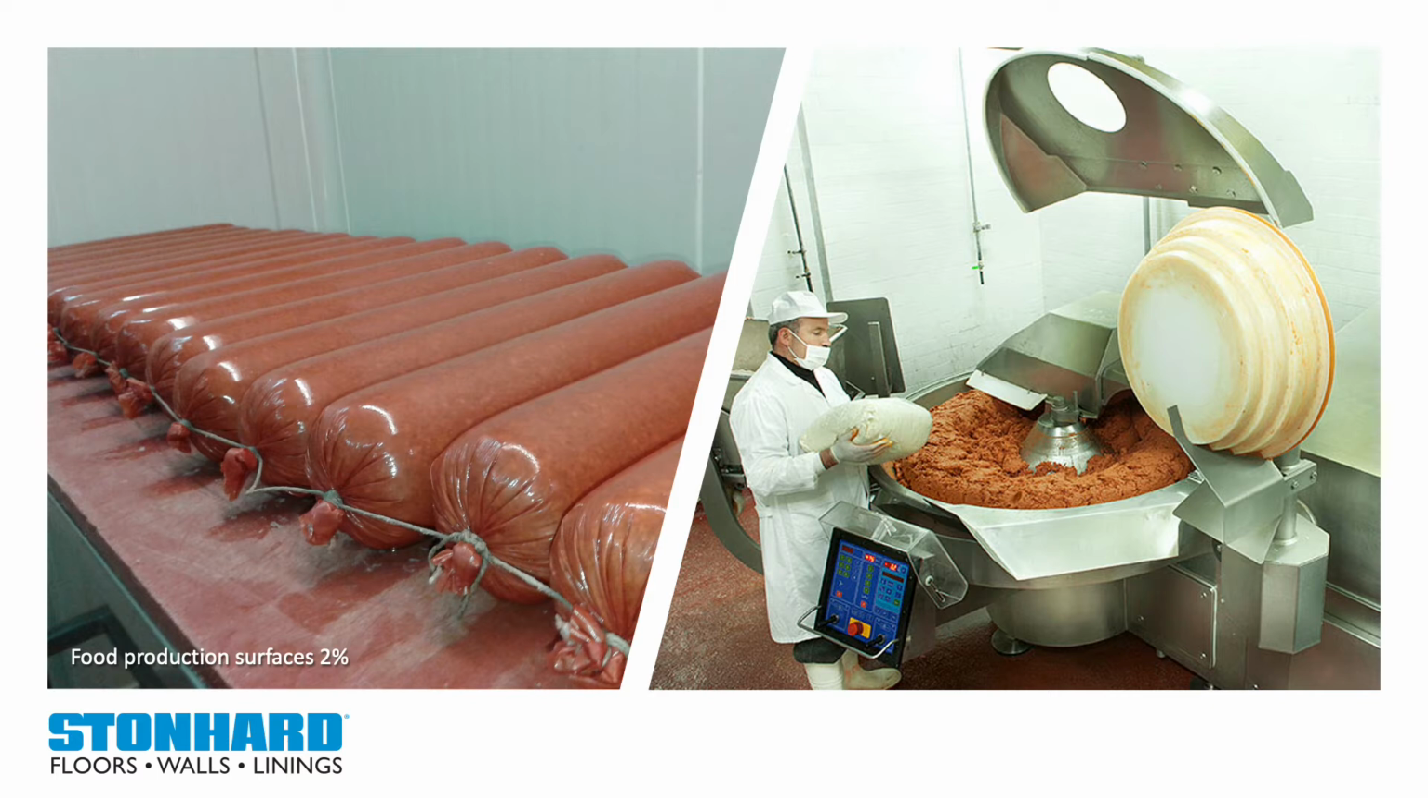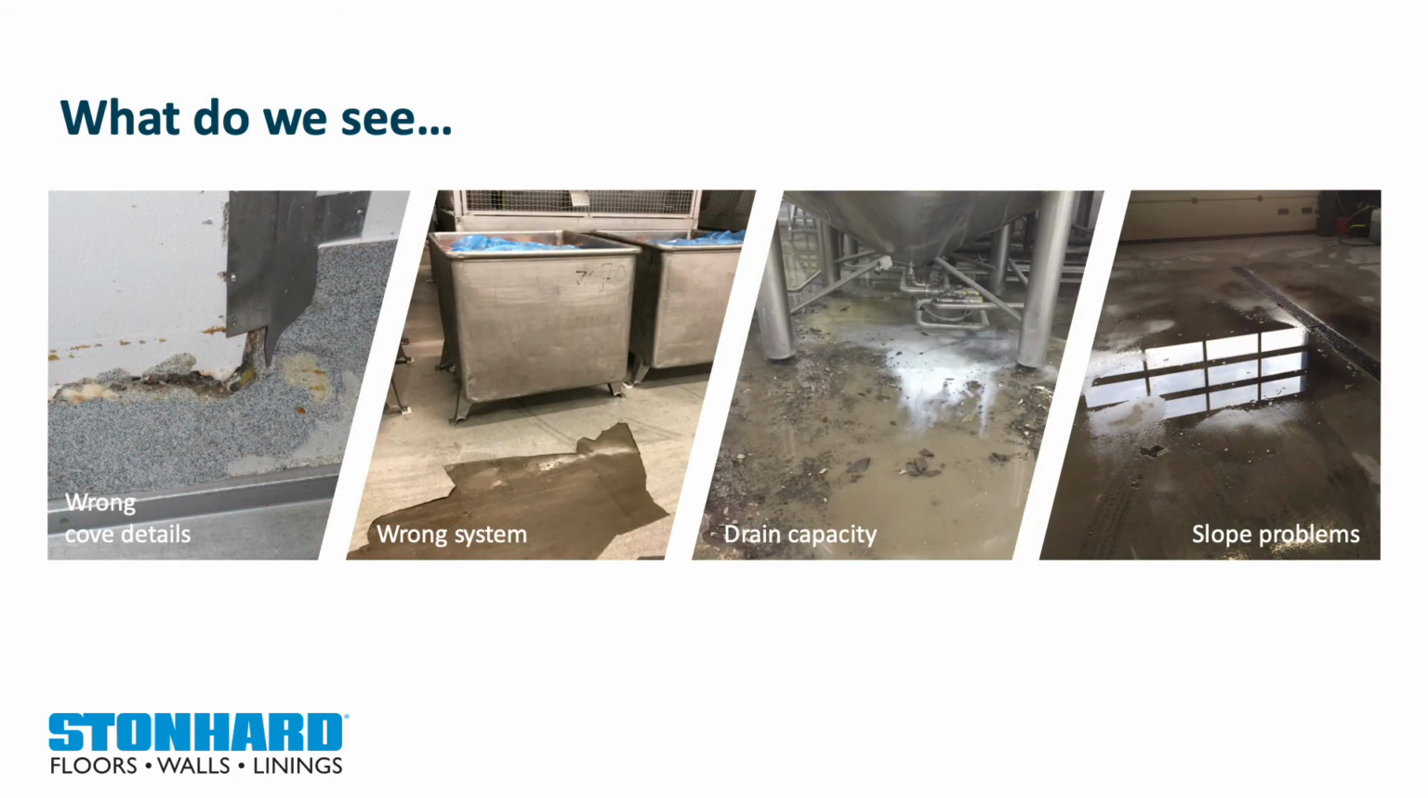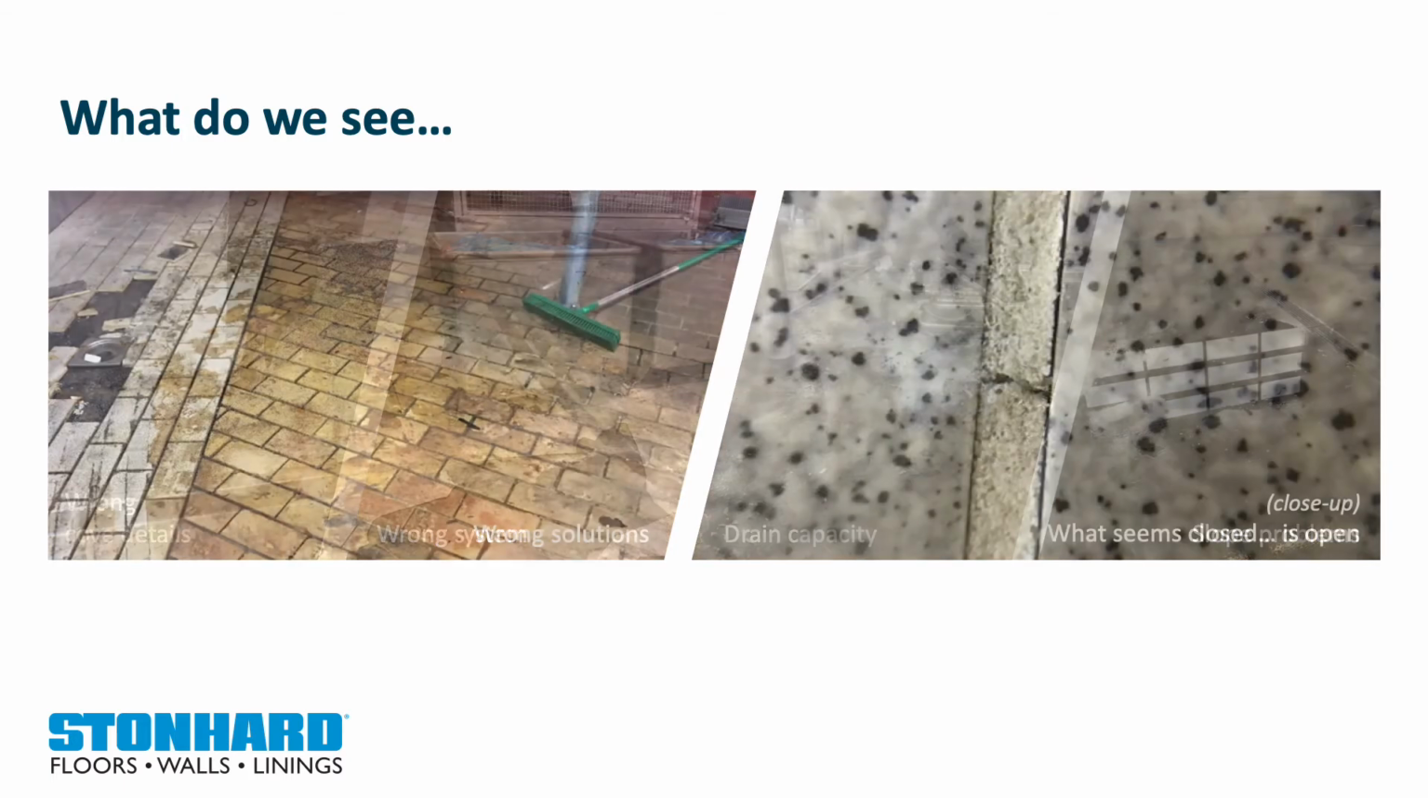Let me show you some of the challenges we've seen in our day-to-day routine. From left to right, you can see examples of wrong cove details. The second one, wrong systems. So a self-leveler where self-leveler shouldn't be used. And maybe it's also an epoxy where a PU should be used. I'll come back to that later on. We see problems with drain capacity. We see problems with slope. So where the drain is higher than the rest of the floor. All things that can be fixed.